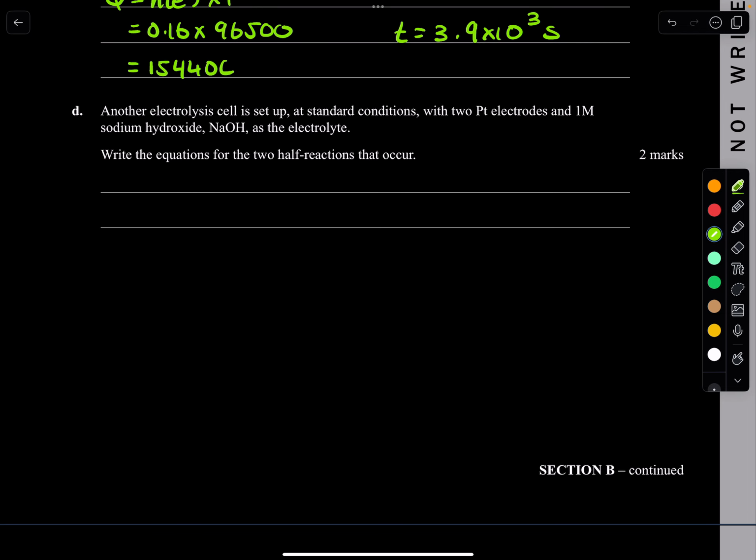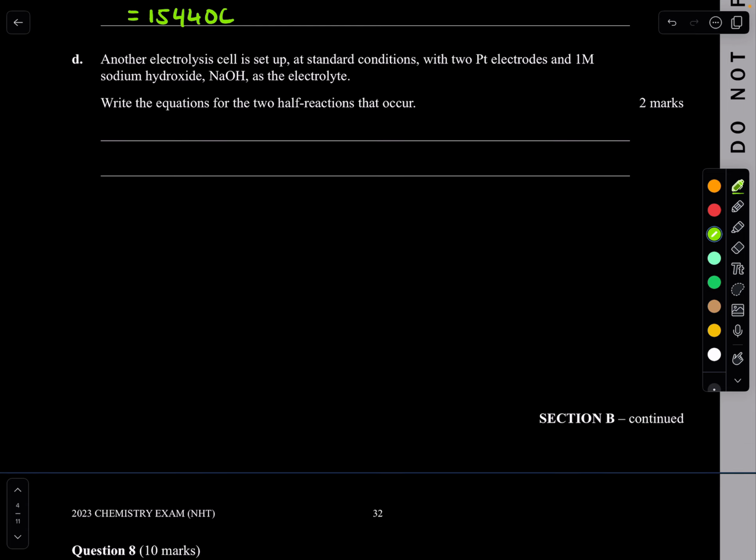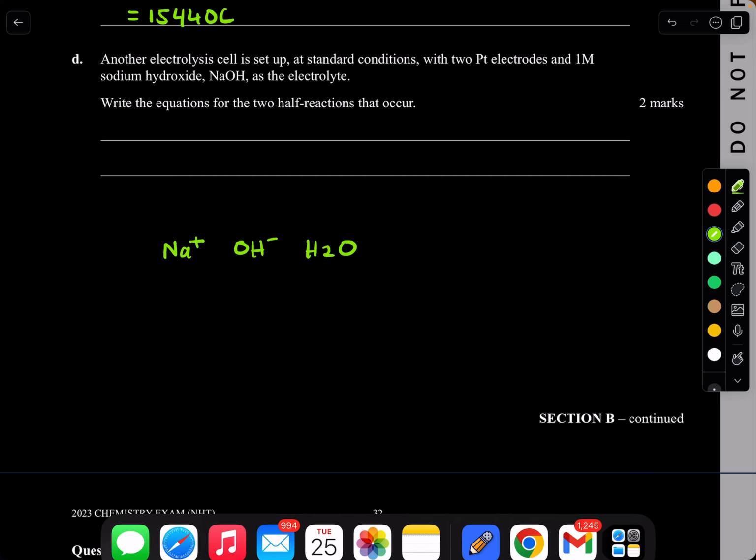Another electrolysis cell is set up at standard conditions with 2 platinum electrodes and 1 mole of sodium hydroxide as the electrolyte. Write the equations for the 2 half equations that occur. Easy. We're using platinum so the electrodes don't react, and we're using 1 mole of sodium hydroxide, which is probably in its aqueous state. So NaOH: we're going to have Na+ ions and OH- ions, and of course it's in an aqueous state, so it has to have some water.